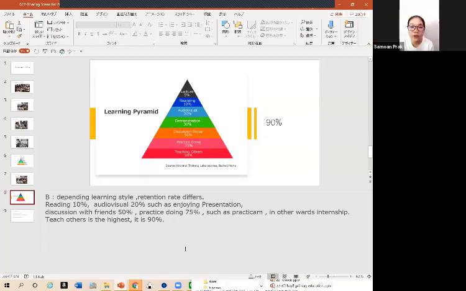Depending on learning style, retention differs. Reading is 10%, audio-visual 20%, seeing a demonstration or enjoying a presentation follows. Discussion with friends is 50%, practice by doing 75%, and practicum, in other words internship, and teaching others is the highest, at 90%.